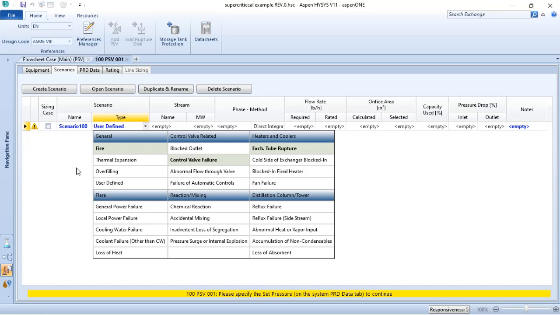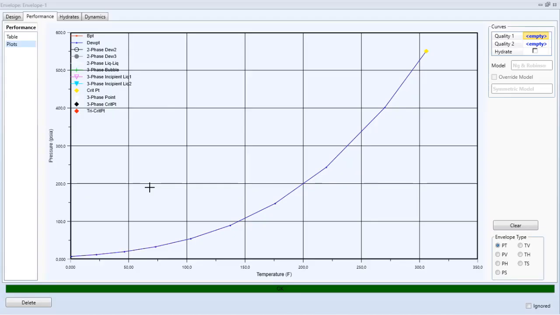What are supercritical fluids? In a few words, supercritical fluids are fluids for which the conditions of pressure and temperature are above its critical point. Here on my screen, you can see a pressure-temperature chart of n-butane, and the blue line represents the equilibrium phase between the liquids.